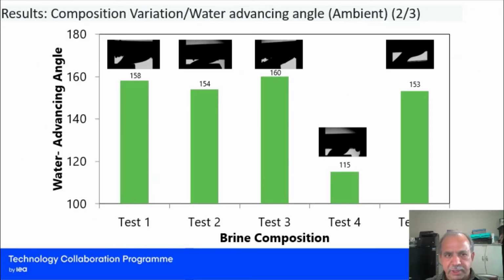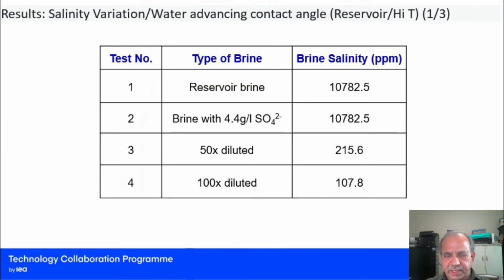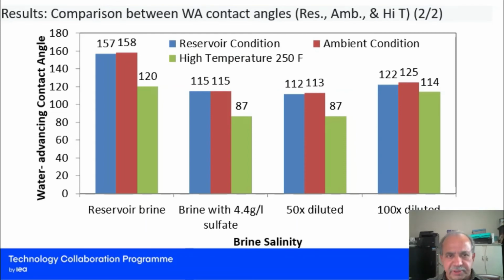Test 1. So 158 original reservoir brine, 154 and so on, and test 4 and test 5 again, it goes back, a similar effect that you saw in the past. And you will see here the salinity variation and water advancing contact angle. The salinity variation was this, as I said, up to 100 times dilution, 50 times. And the second case was brine with 4.4 grams of sulfate ion concentration. And here we see all the results.